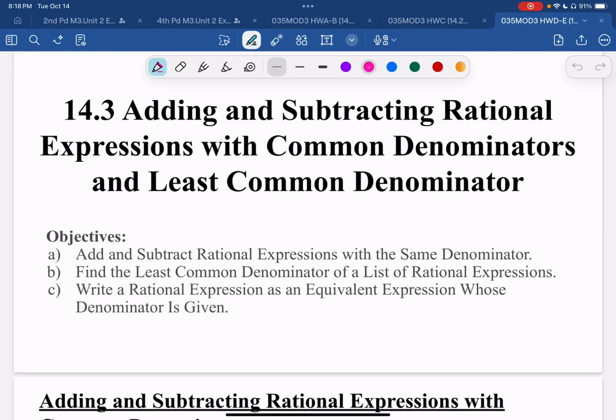In this video, we're going to be adding and subtracting rational expressions, specifically ones that have a common denominator. Then we're going to look at how to find the least common denominator.